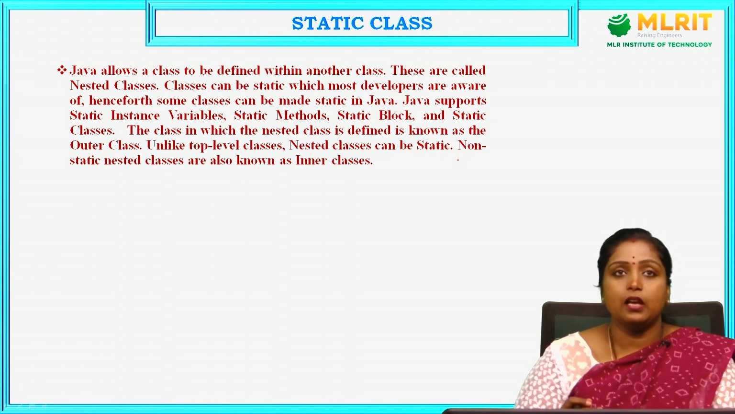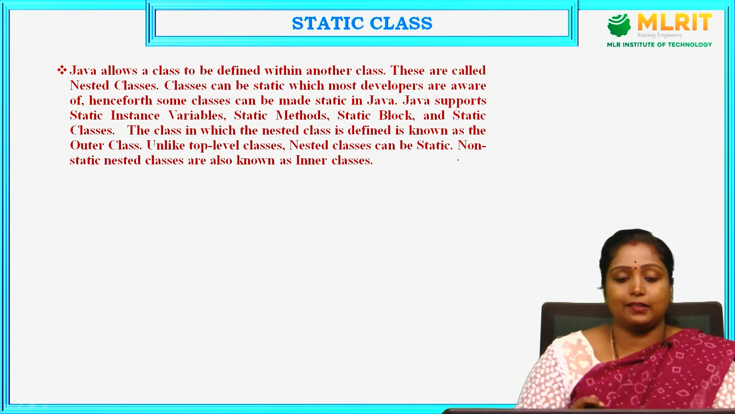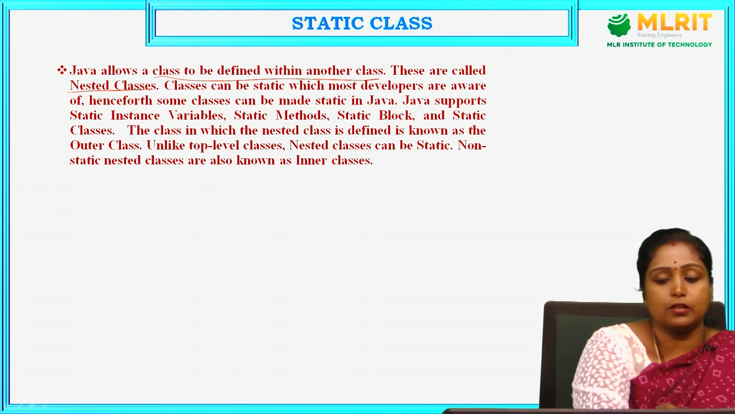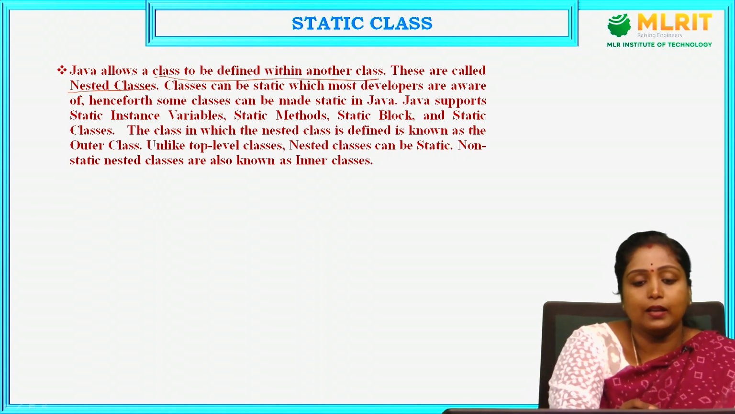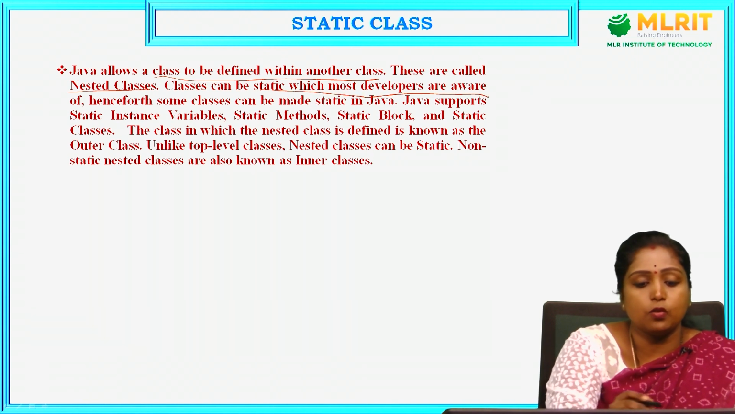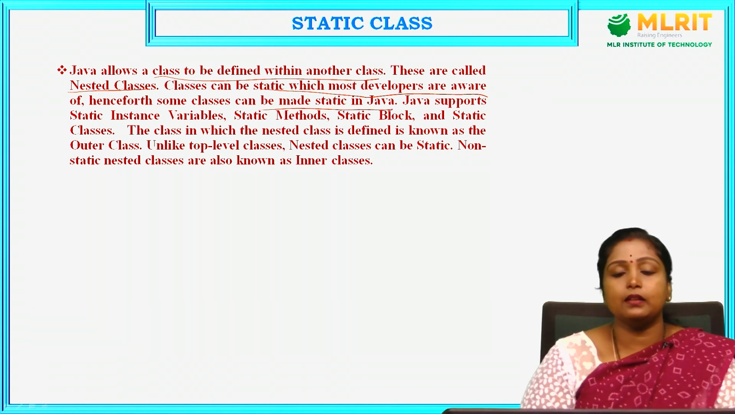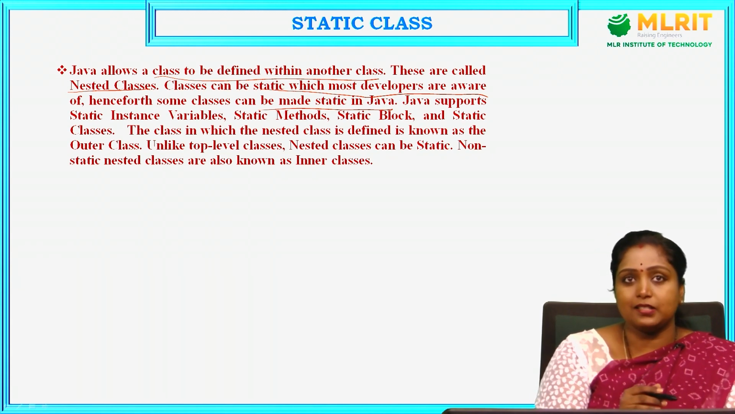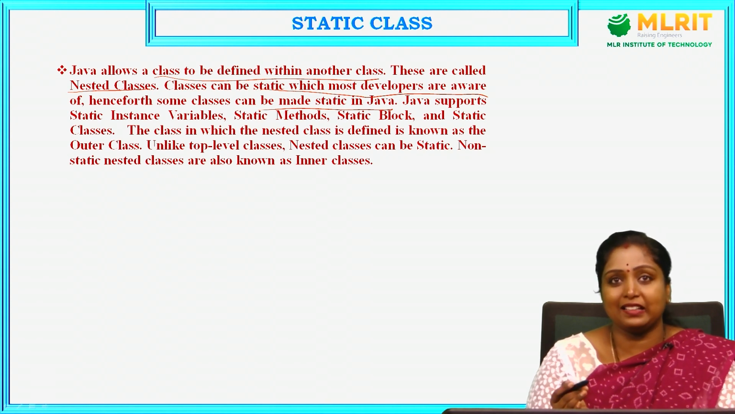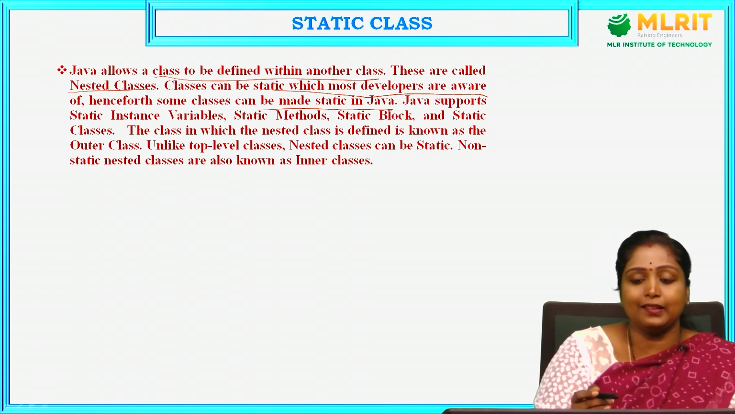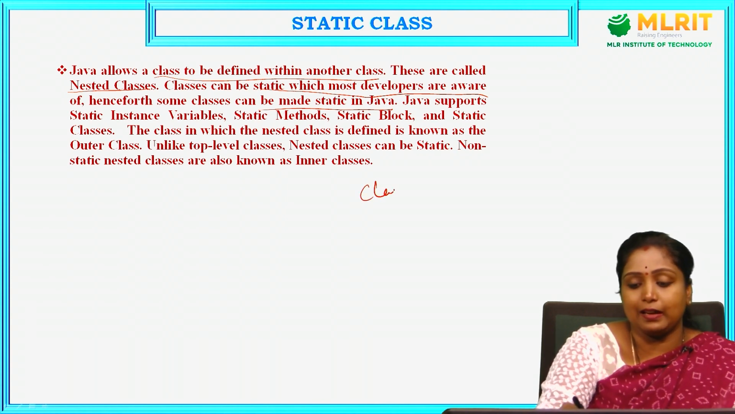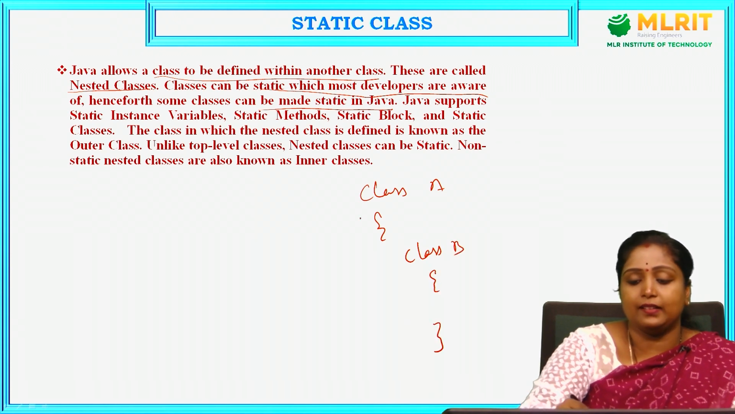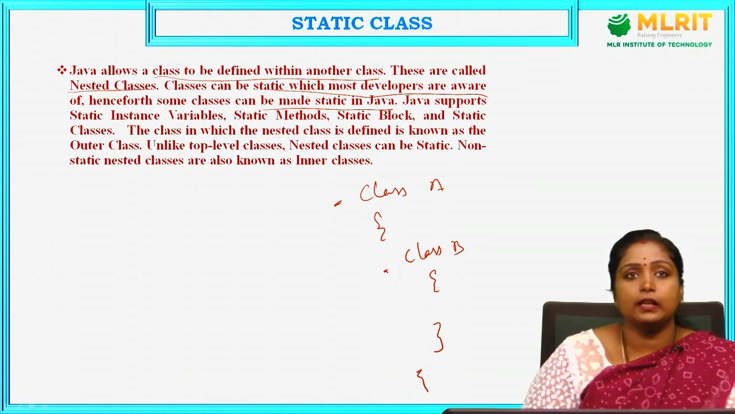Next, the last one, static class. A static class is nothing but a class defined within another class. These are called nested classes. A class defined within another class is called a nested class, or you can call it a static class. So the class can be static. Java supports static instance variables, static methods, static blocks, and static classes also. In nested classes, you first define a class A inside another class B. The outer one is called the outer class, and this is called the inner class.